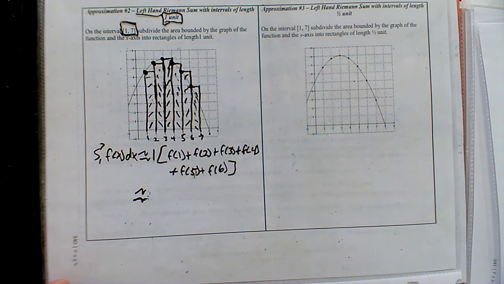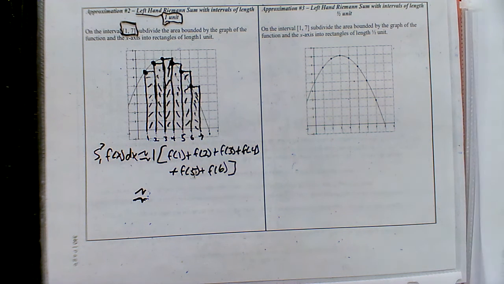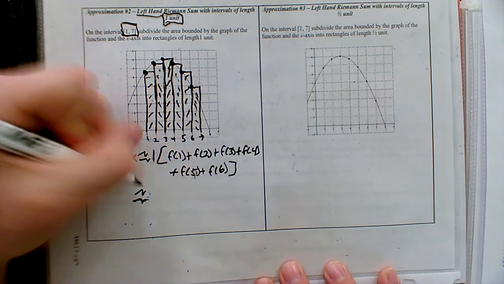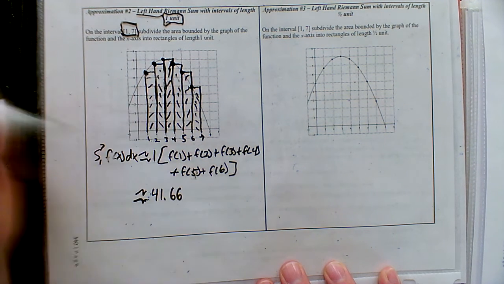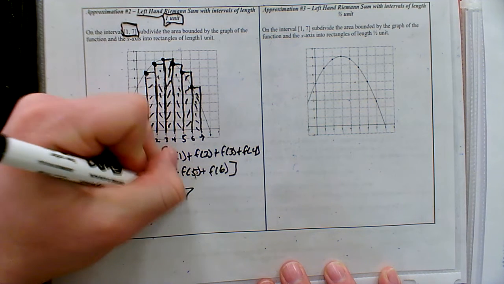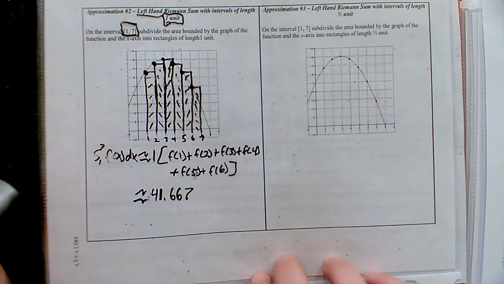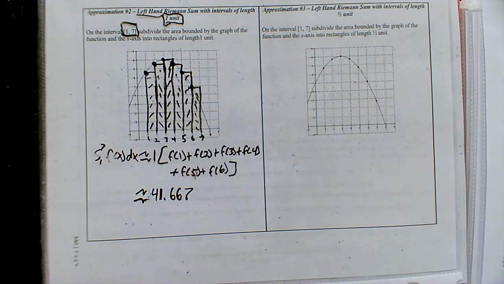Did anybody find a value? It should be similar to what we had before, but it should be a little different. But it should be close, because we're still estimating it. Go ahead. 41.668. Okay, I think I had, very close, I had 41.667, or 68.